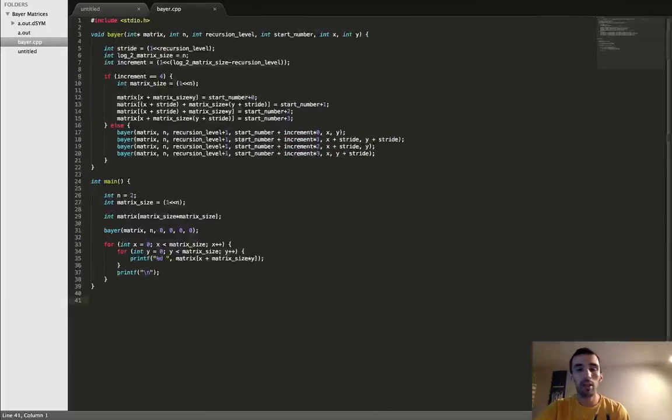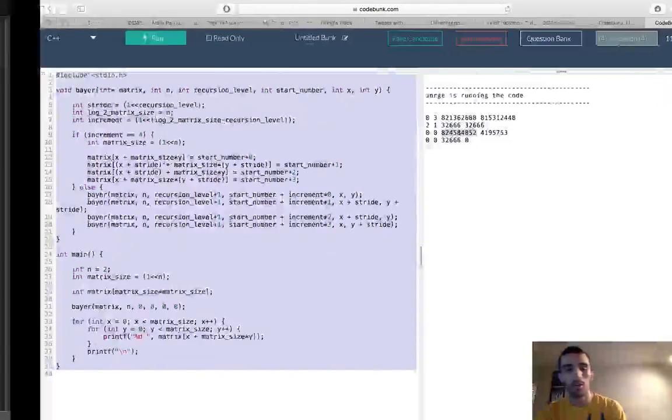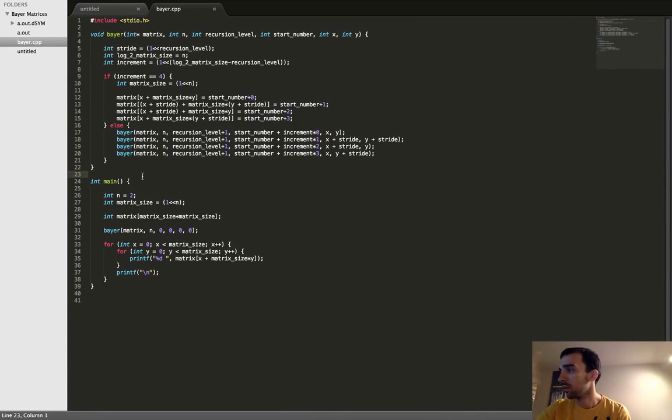We are writing an algorithm that makes Bayer matrices. I think I tried to put a description of Bayer matrices in the description. Look below.